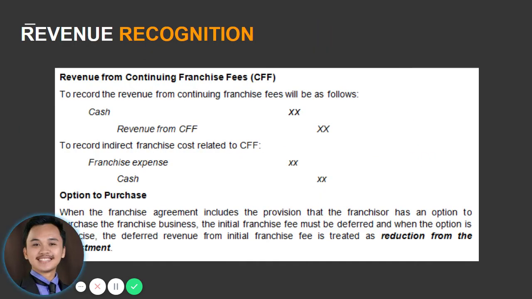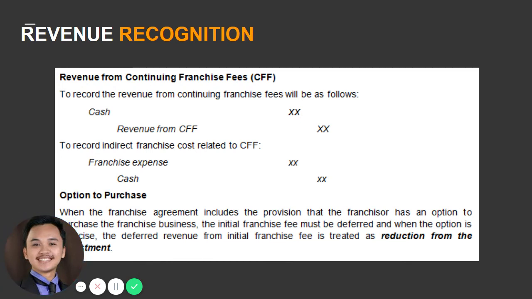So we have their revenue from continuing franchise fees. So unsa daw to ang recognition nato? We recognize continuing franchise fees the moment we have earned it. Okay, we have earned it. So that means we will recognize it under accrual basis. So for example, it can be based on percentage of sales or percentage of income. So let us say 5% of net sales per year of the franchisee will be the equivalent of the continuing franchise fee to be paid by the franchisee to the franchisor.